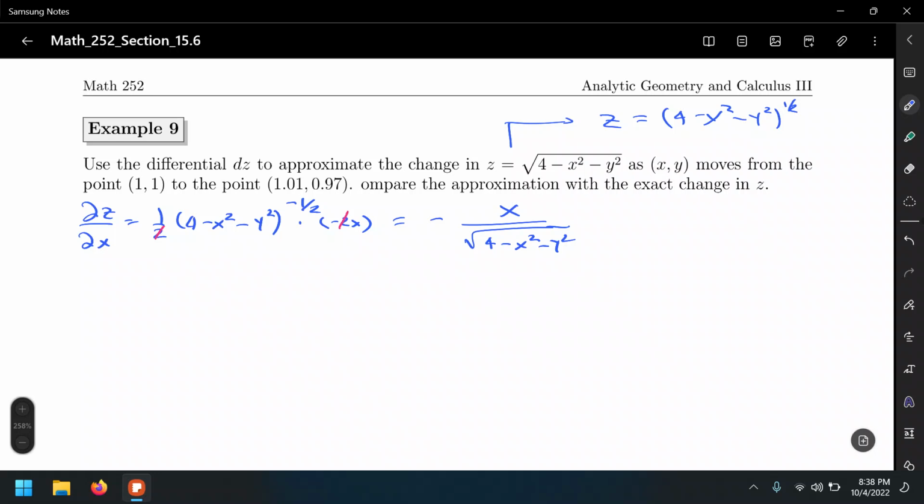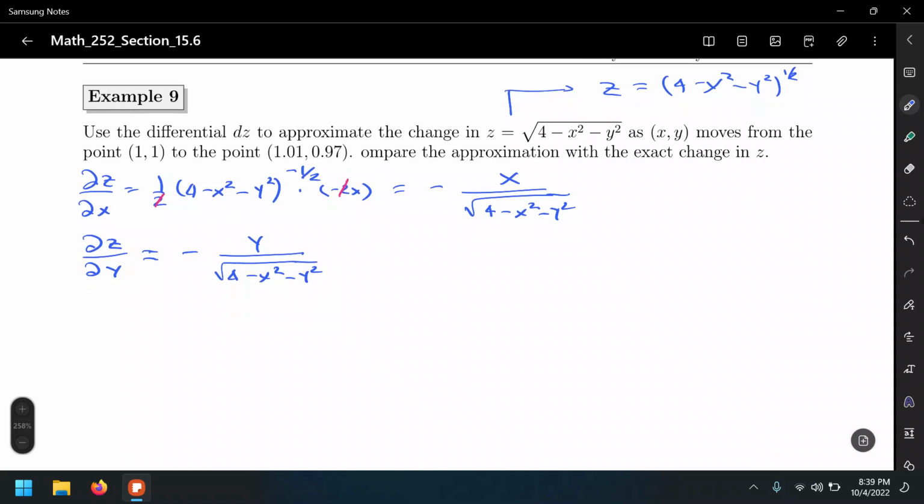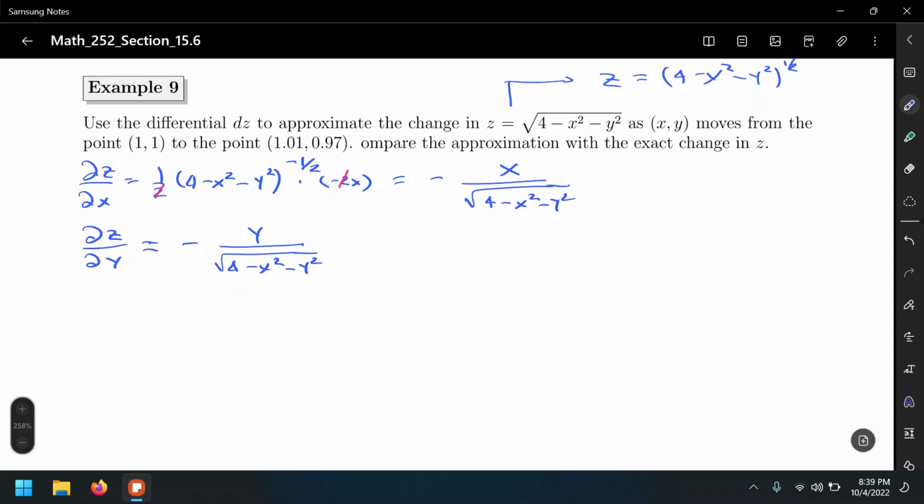Look at the pattern here. Instead of doing the whole thing for the derivative with respect to y, it's going to be exactly the same, except when it comes to the chain rule part, we differentiate y squared with respect to y, so that becomes 2y, and the rest is exactly the same process. So we can just write down that derivative: negative y over the square root of 4 minus x squared minus y squared. Alright, and then we have everything we need to write down that differential.